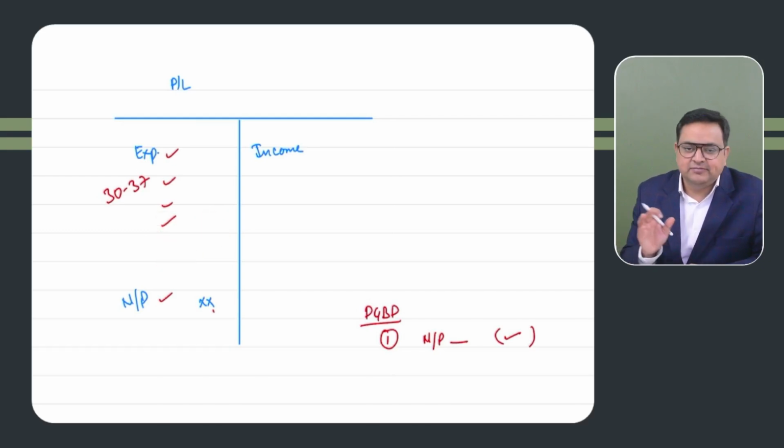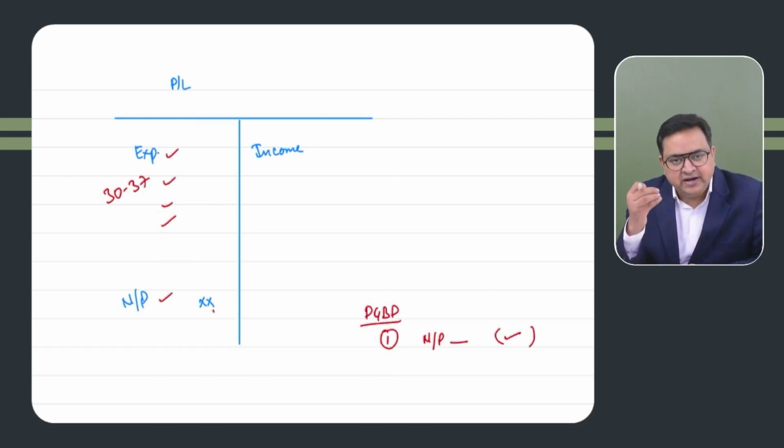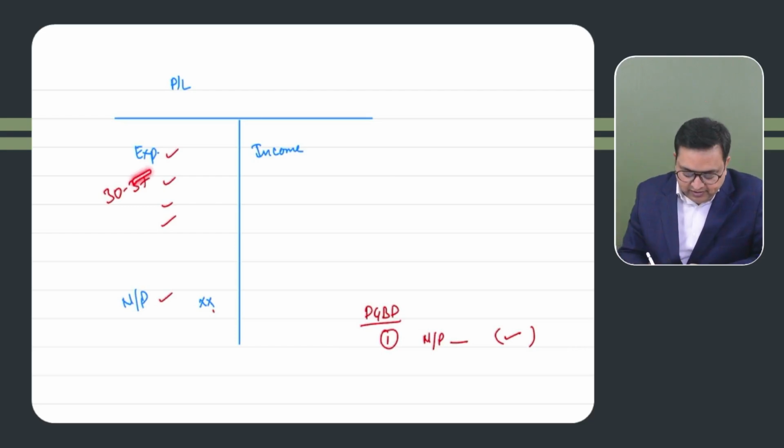Whatever is not a business expense, please disallow it. Or if it is specifically disallowed, let's say you have not made the payment up to the due date of ROI, and that particular expense is covered by 43B. 43B covers some of the expenses which are allowed only when actual payment is made. If you have not made the payment, then it will not be allowed. So whatever expenses are not allowed, please add them back. So the second step should be your expenses side.